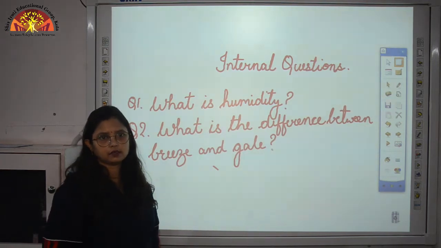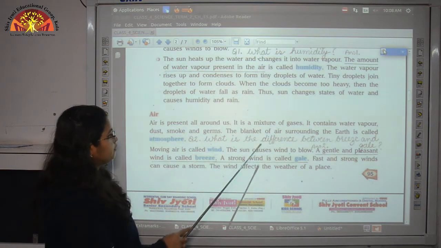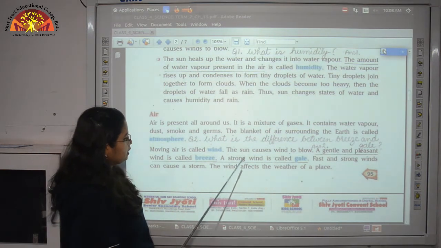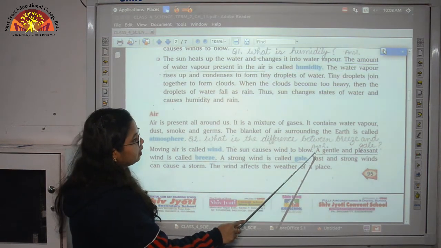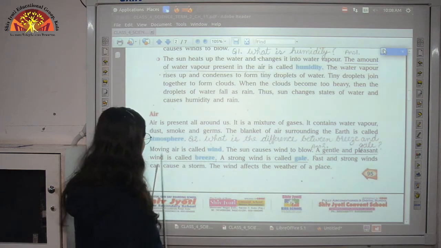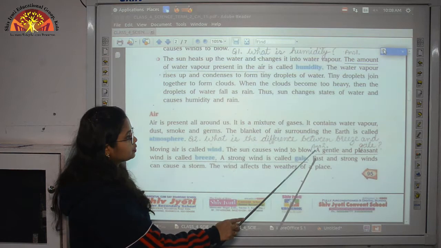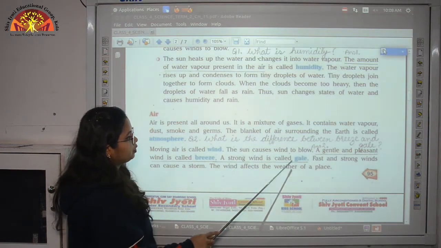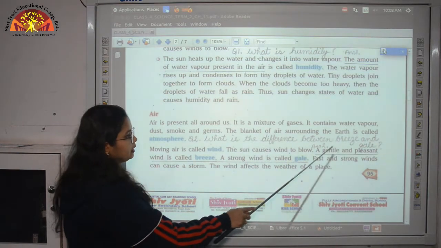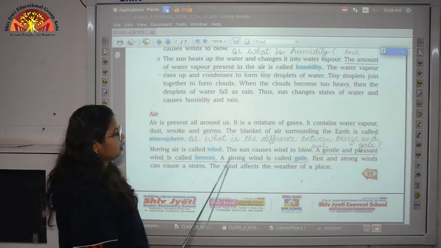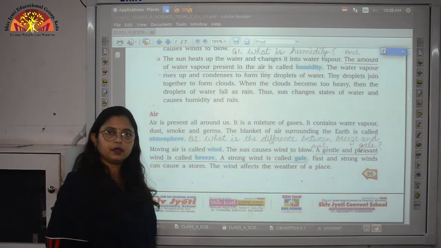Now let us mark the answer to this question. So children, mark the answer on page number 95, last paragraph. You can write the question over this last paragraph and you can mark the answer from here. A gentle and pleasant wind is called breeze. A strong wind is called gale. So start with a gentle and you have to underline it till gale. Okay, I repeat the answer. A gentle and pleasant wind is called breeze. A strong wind is called gale. And you have to mark it as answer number 2.